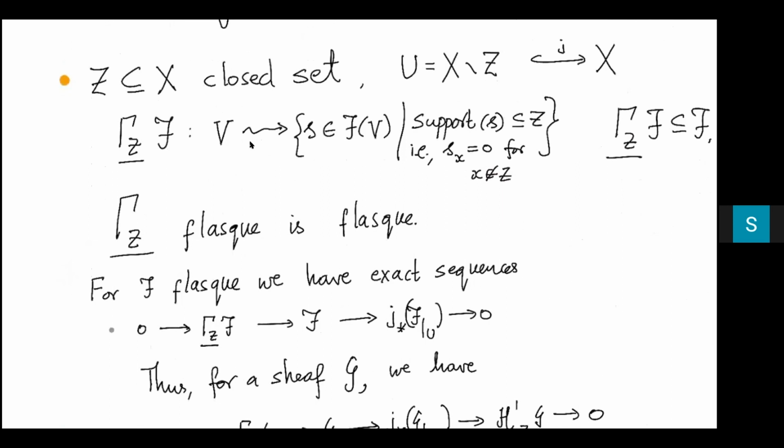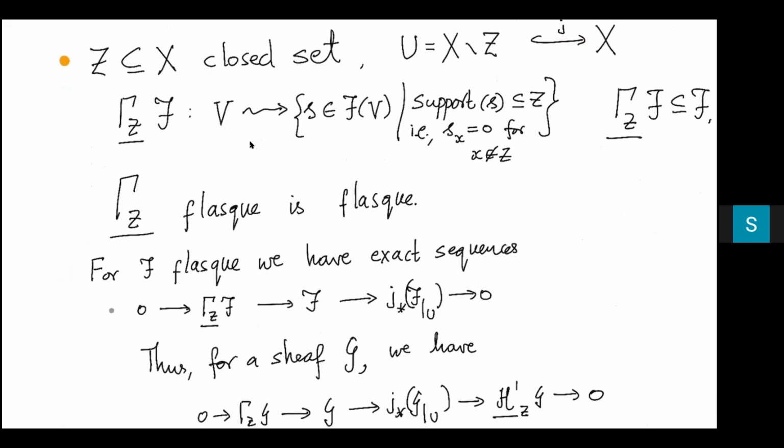Okay, the next thing is to take a closed subset Z of a topological space X and let U be the complement. So that's an open subset. And let j be the inclusion map from U to X. Then you can look at, I forgot to write the name for this, this is called cohomology with supports, if you have not seen it before.